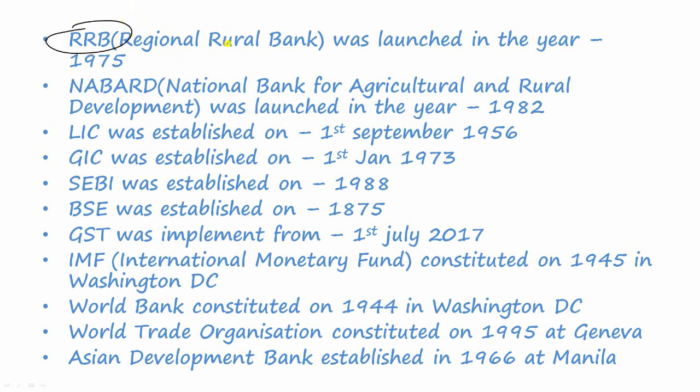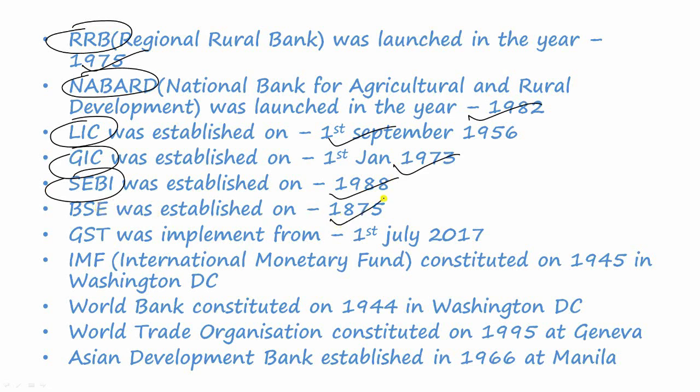RRB, also called Regional Rural Bank, was launched in the year 1975. And NABARD, meaning National Bank for Agriculture and Rural Development, was launched in the year 1982. Life Insurance Corporation was established on 1st of September 1956, and GIC, meaning General Insurance Corporation, was established in the year 1973. SEBI, meaning Securities and Exchange Board of India, was established in 1988. BSE, meaning Bombay Stock Exchange, was established in the year 1875. It is the oldest stock exchange of India.